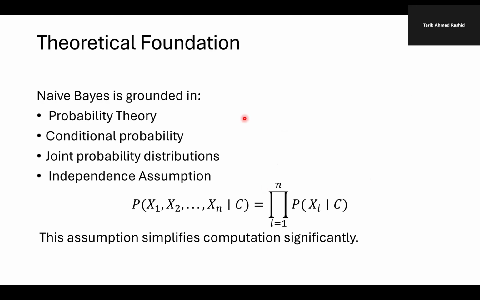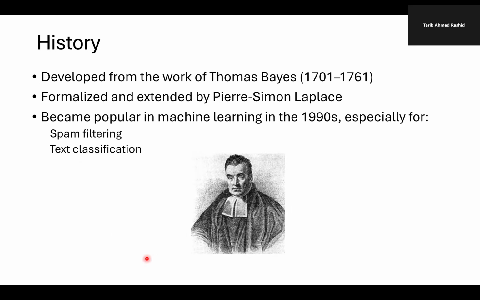Now, naive Bayes is grounded in probability theory: conditional probability, joint probability distribution, and the independence assumption. Here you have feature 1, 2, 3, and the class, and for each feature, the probability of that feature in that class is multiplied by the next and every other feature. This assumption simplifies computation significantly. Historically, it developed from the work of Thomas Bayes in the 17th century, roughly, and was formalized and extended by Pierre-Simon Laplace. It became popular in machine learning in the 1990s, especially for spam filtering and text classification.